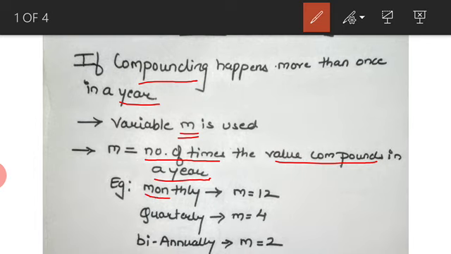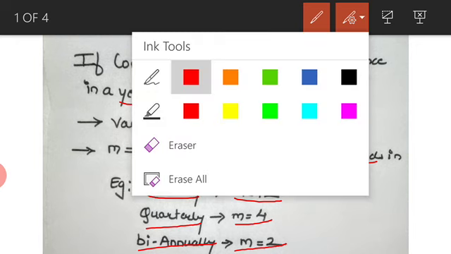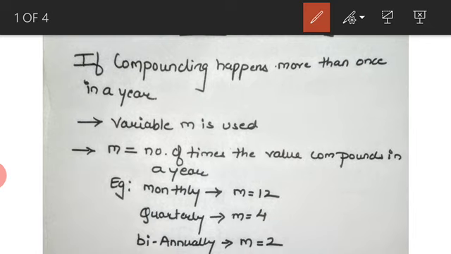For example, if it is monthly, then m would be 12 because there are 12 months in a year. If it is quarterly, then m would be 4 because the year has 4 quarters. If it is biannually or half yearly, it is 2 times in a year because the year is divided into 2 parts. So m becomes 2. And I have already said, wherever in the formula of future value of lump sum and future value of annuity there is an i, you divide it by m, and whenever there is an n, you multiply it by m. I hope you remember this concept.